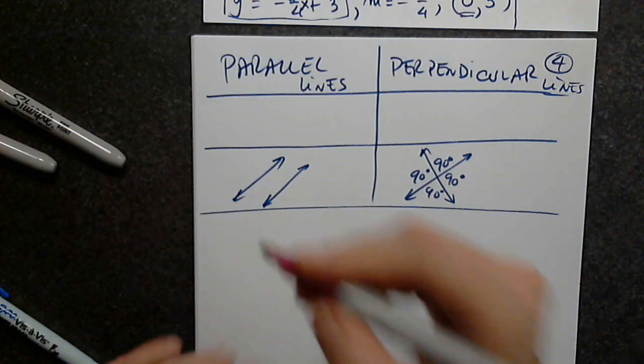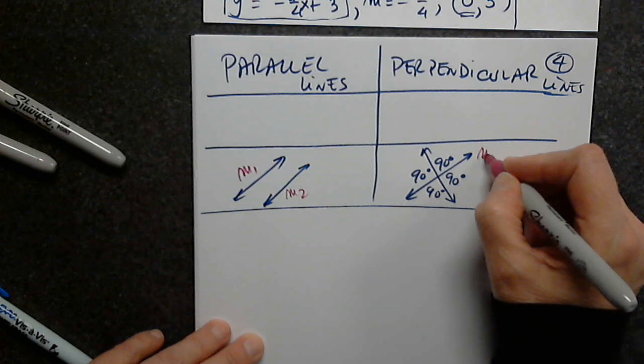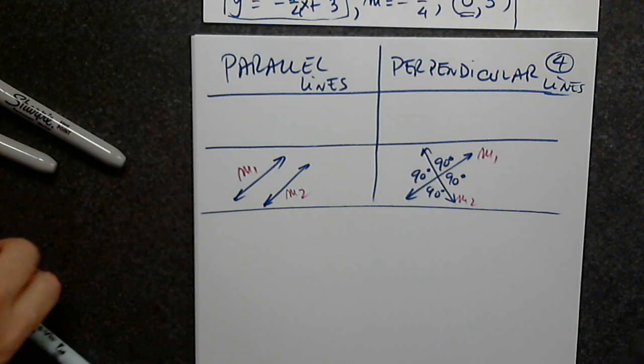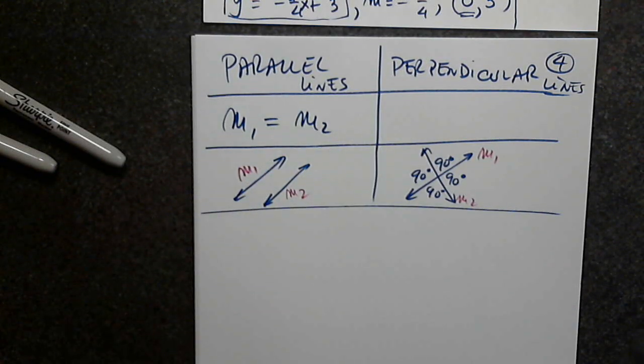The first line has slope m1, the second one has slope m2. What is the relationship between the slopes of two lines that are parallel? They are equal. Very good, awesome. The slope of the first line has to equal the slope of the second line. Perfect. Now we want to identify the relationship between the slopes of two perpendicular lines.